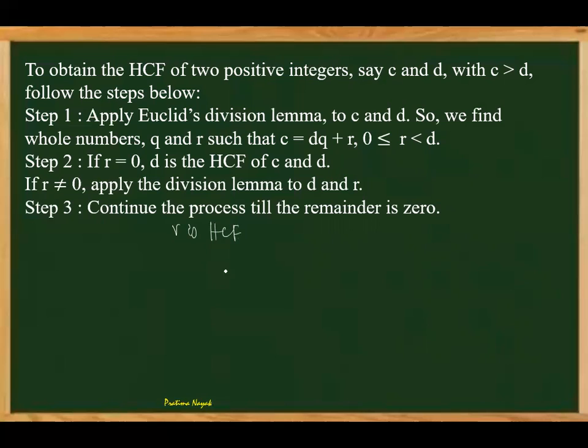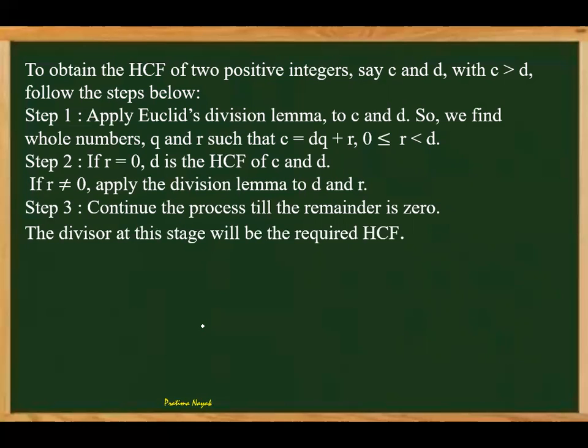So I'll take an example so you will understand better. The divisor at these stages will be the required HCF at each step. Whenever you are getting remainder 0, at that step the divisor is equal to HCF.